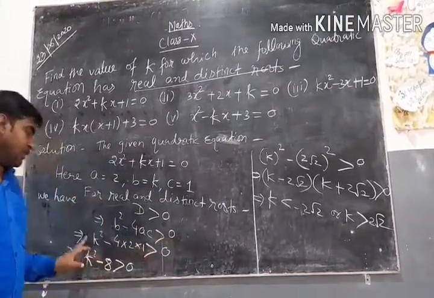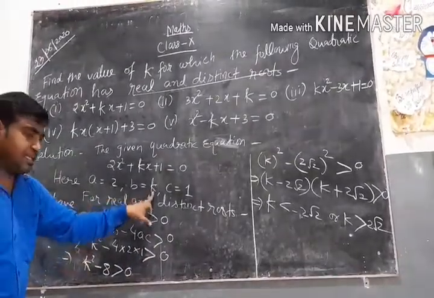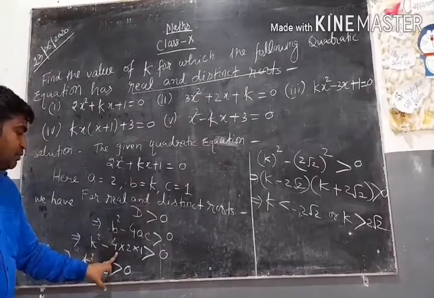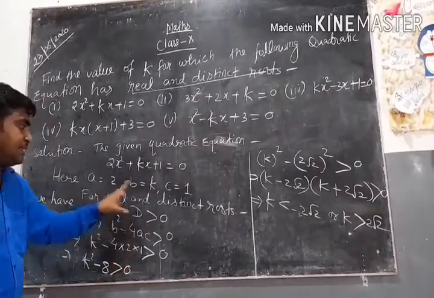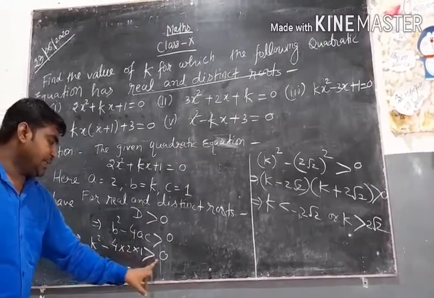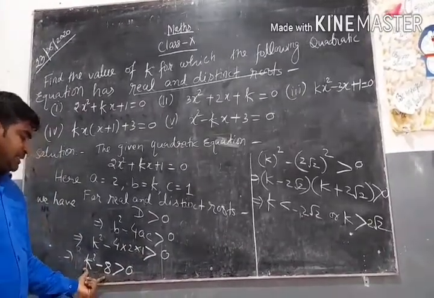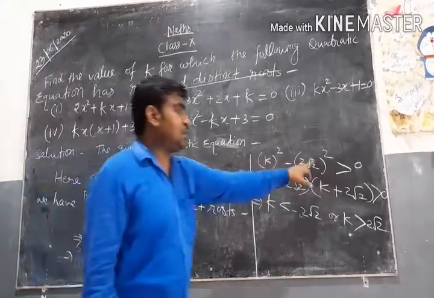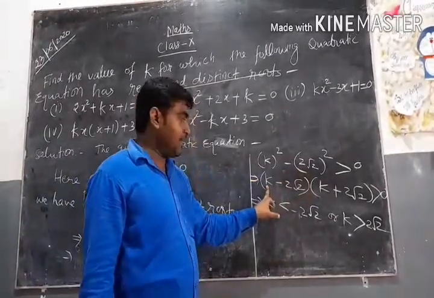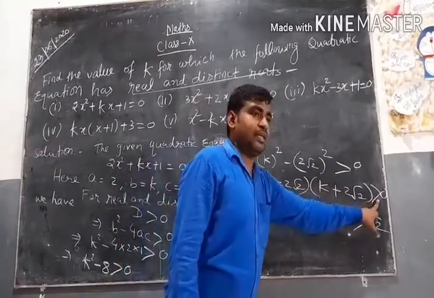Now putting the values of a, b, c, here the value of b is k, so k square minus 4 into, the value of a is 2 and c is 1, so 4 into 2 into 1 greater than 0. It gives k square minus 8 greater than 0. Here you see that this is the form of a square minus b square, so it is written as (k minus 2 under root 2) into (k plus 2 under root 2) greater than 0.